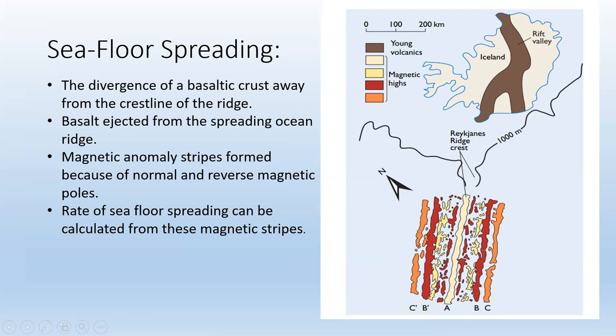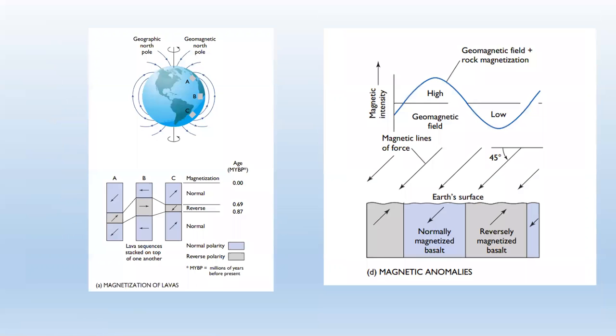And now we can go to the next slide, where you can easily understand how these normal and reverse magnetic poles formed. Look at this image. Here is the geographic North Pole and this is the South Pole. And this is the geomagnetic North Pole.